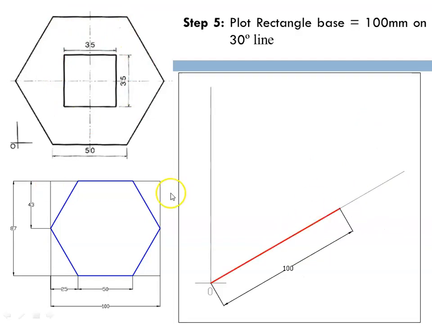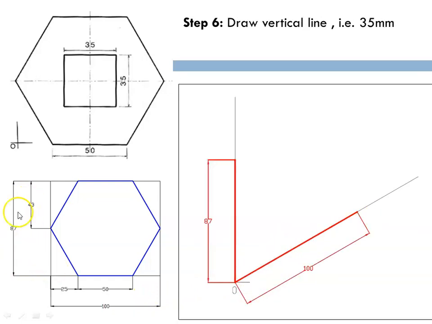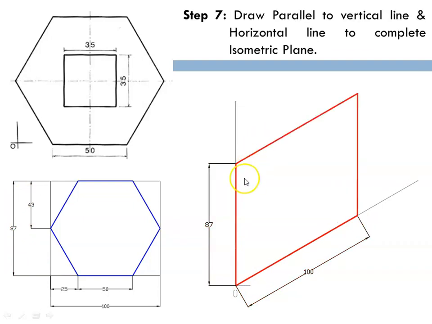After this, because of the construction of the hexagon fitted into the rectangle, we know that the complete horizontal distance or base is equal to 100 mm. So from the origin, plot 100 mm on the 30 degree line. Then we know the height of the isometric plane, that is 87. So from the origin take 87, and parallel to this, from this point you have to draw a line, and parallel to the vertical from this point. So you will get an intersection over here, and you can complete the isometric plane for the hexagonal shape.